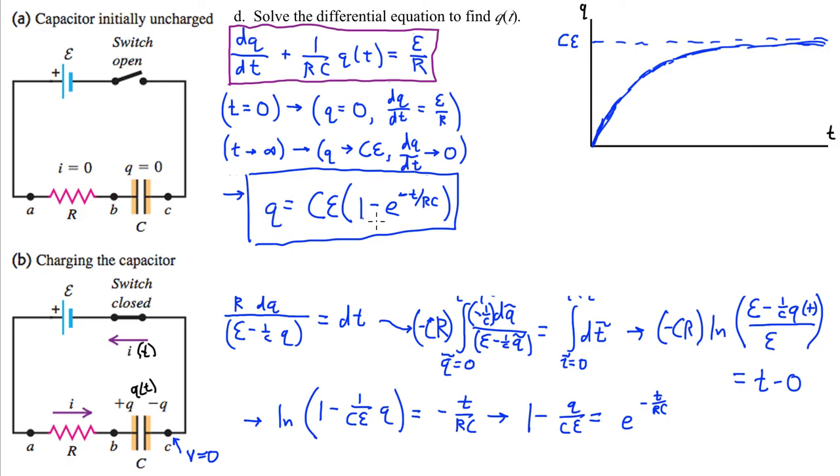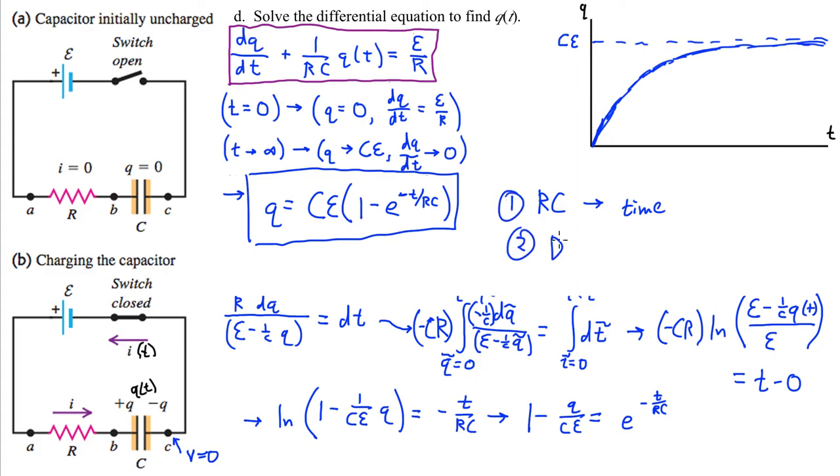You can differentiate dq dt if you want to find the current over time, and yeah, that's about it. As an exercise, you can verify that the units of RC are in fact time. That's exercise 1.